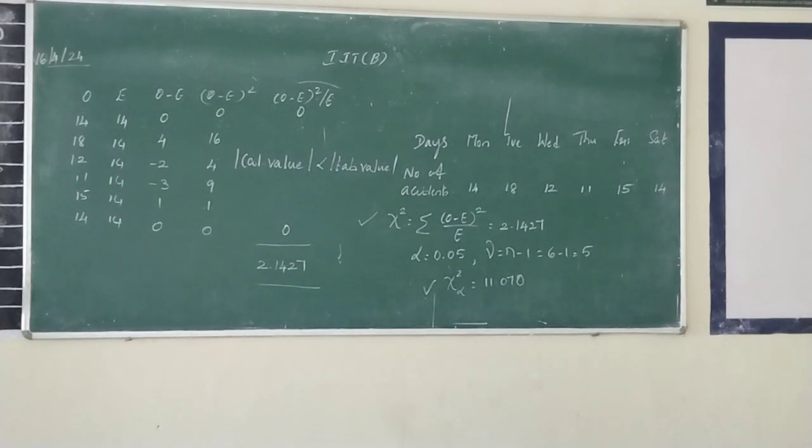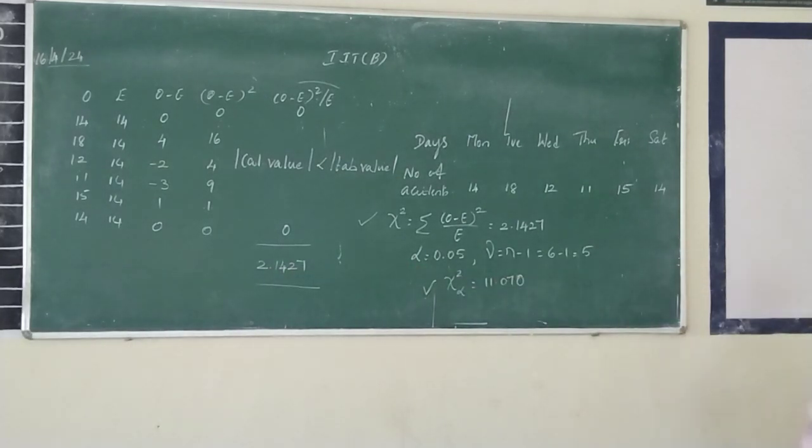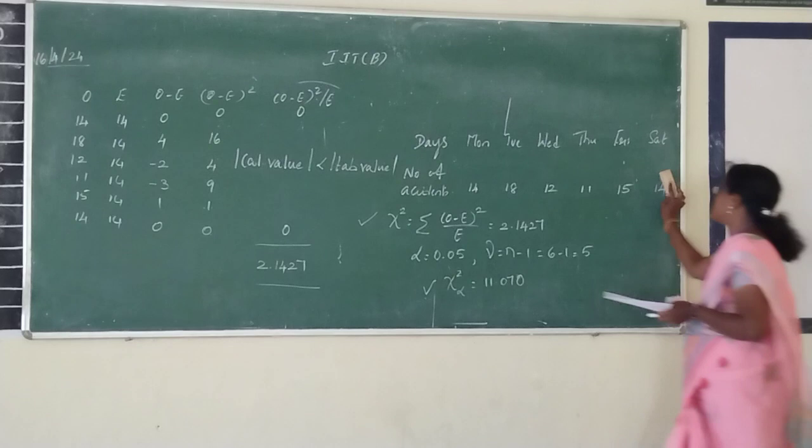Next one. Next problem. A die is thrown 264 times with the following result. Show that the die is biased.